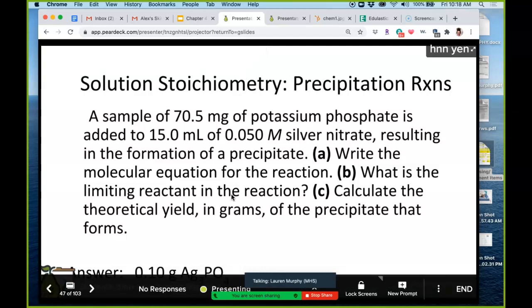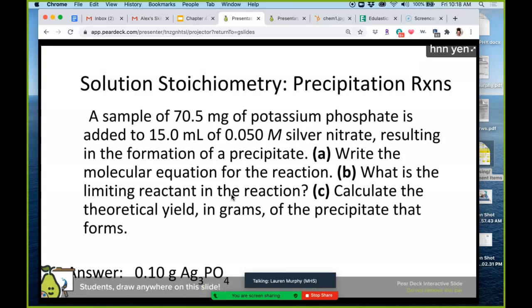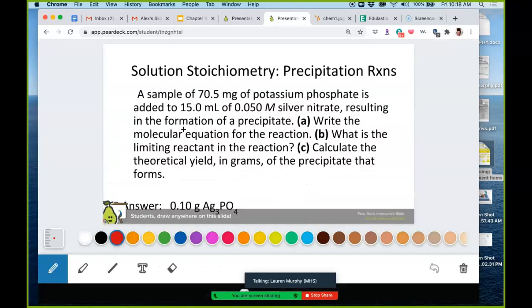So a sample of potassium phosphate is added to silver nitrate, resulting in the formation of a precipitate. So write out the reaction. So take a second to do that, please. See if you can write out and predict the products of the reaction. Potassium is +1, phosphate is -3. Silver is +1, nitrate is -1, so they go together perfectly.